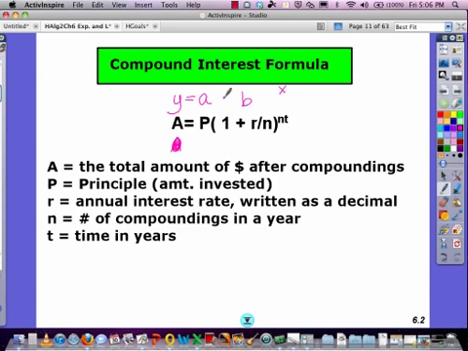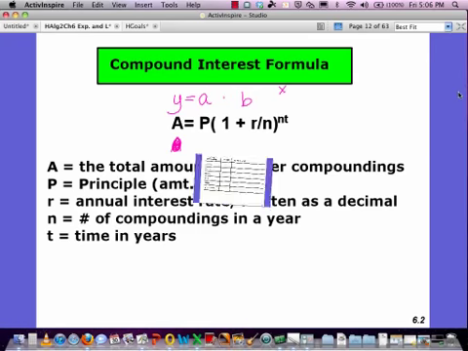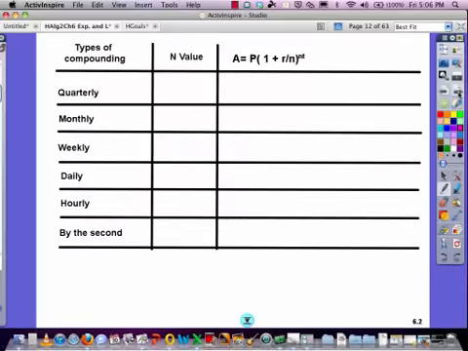Remember, in the compound interest formula, A is the total amount of money after the compoundings, P is the principal or the amount invested, r is the annual interest rate written as a decimal, n is the number of compoundings in a year, and t is time in years. So with that formula, you should be able to do several different situations. So let's just review quickly.